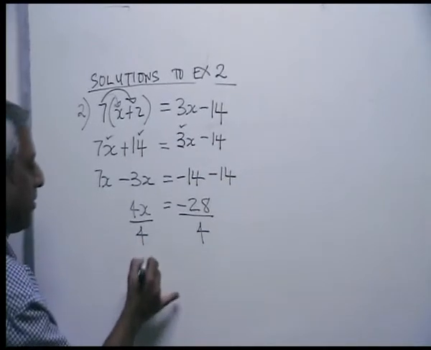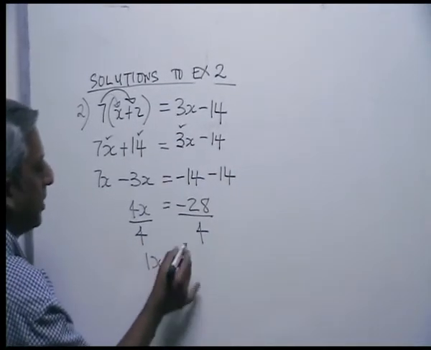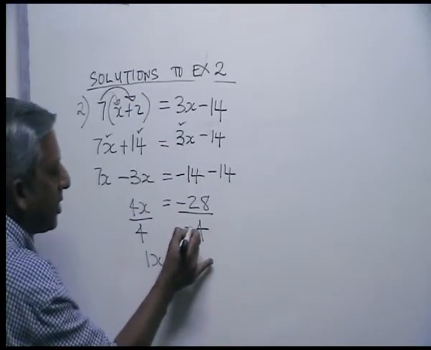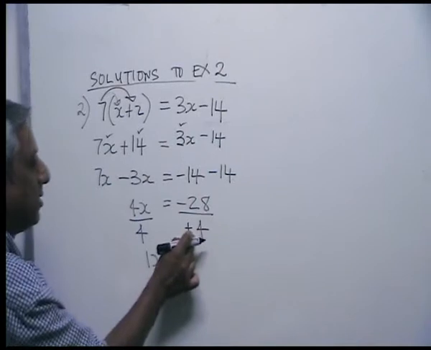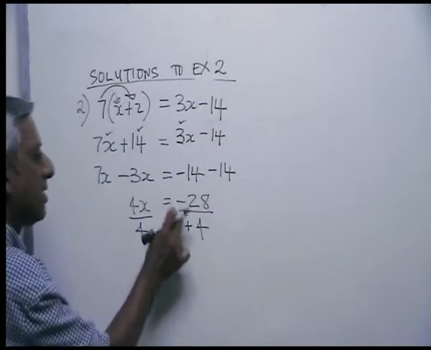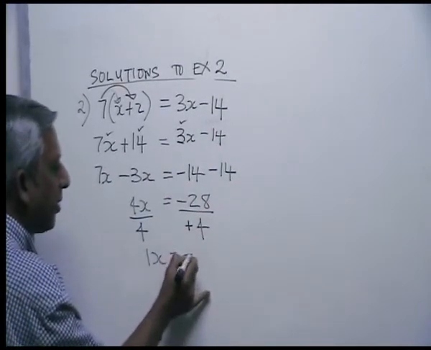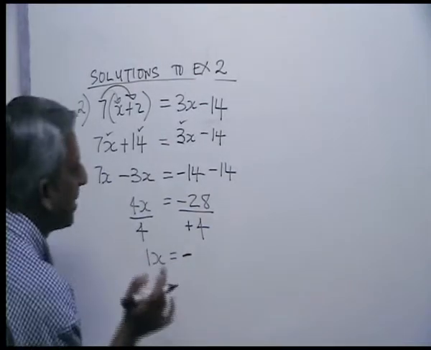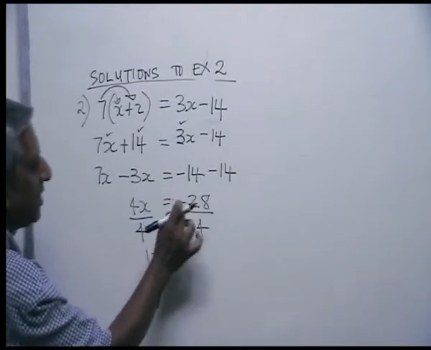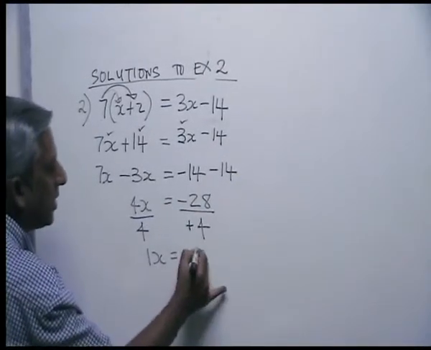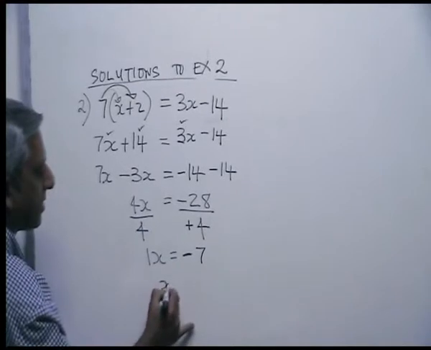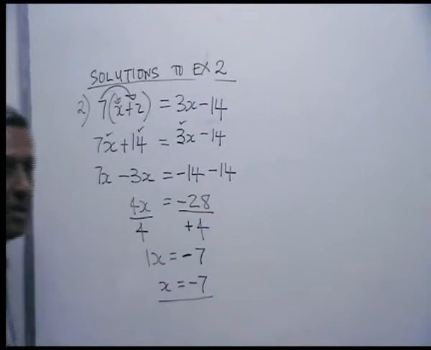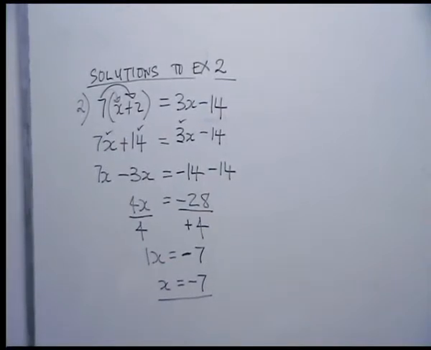So you get 4 divided by 4, 1x is equal to. Now be careful, minus 28 divided by plus 4. You see the 4, the plus sign is understood. So a minus divided by a plus is a minus. So you should know these rules. If you don't know, get the scientific calculator to help you. Minus 28 divided by plus 4 gives you minus 7. So your final answer is x is equal to minus 7.